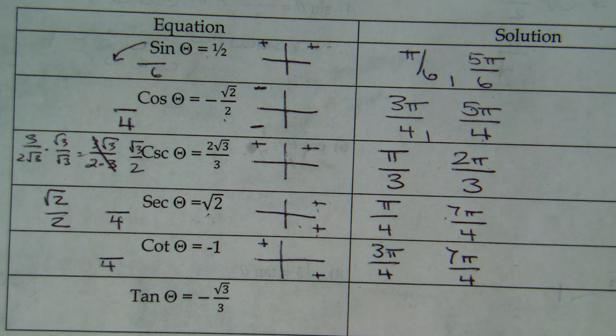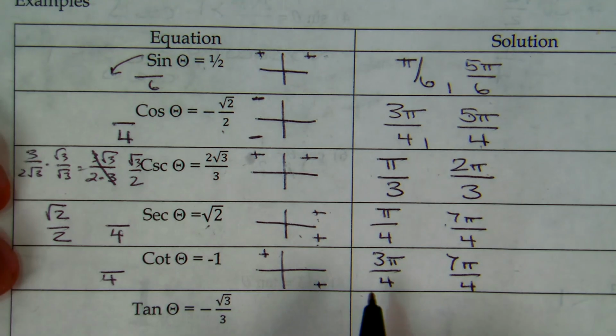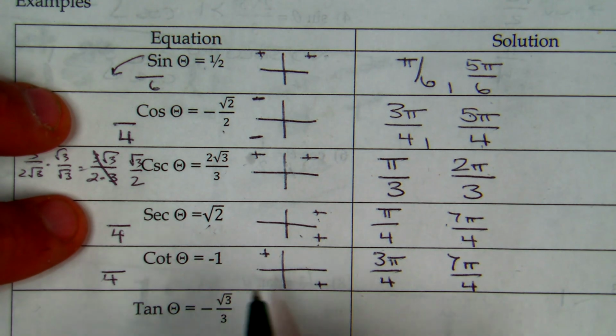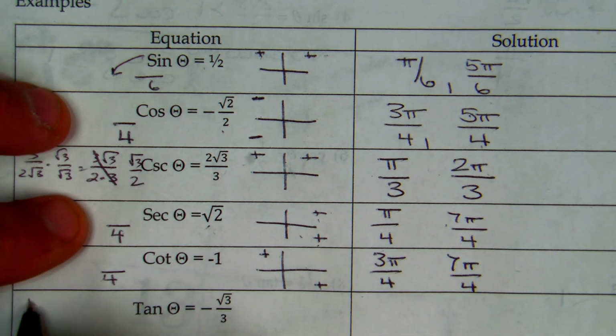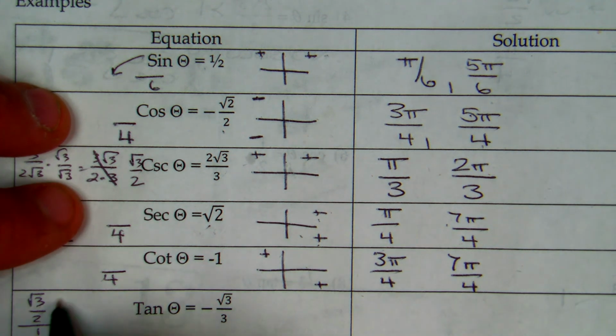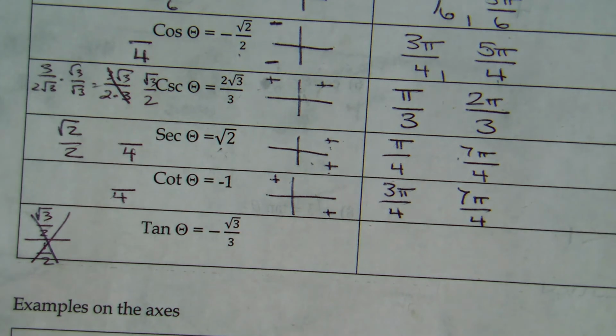All right, tangent theta equals negative root 3 over 3. Again, it will be very beneficial to you if you realize where tangent comes from: it is sine over cosine. So that means sine over cosine is root 3 over 2 over 1/2. Well, that doesn't really make a lot of sense. So tangent theta is negative root 3 over 3.